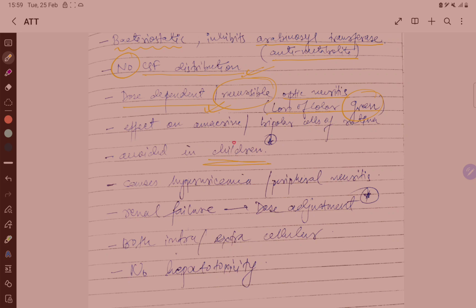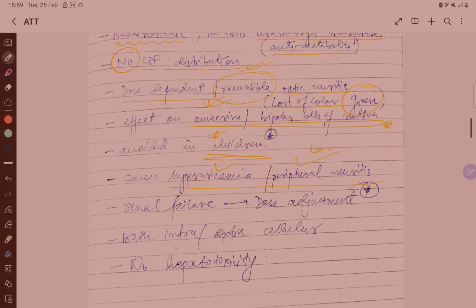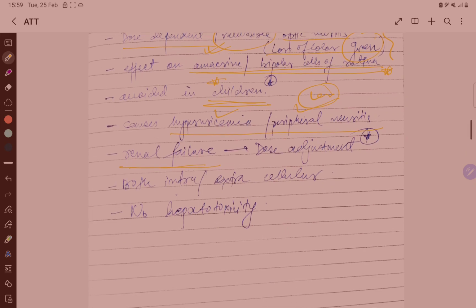Now it is avoided in children. It affects the amacrine or bipolar cells of the retina. Again, it causes peripheral neuritis and hyperuricemia like isoniazid and pyrazinamide, but they are very mild. The most important is optic neuritis. Dose adjustment is required in renal failure. There is no hepatotoxicity, very, very important for MCQs, and it acts on both intracellular and extracellular TB bacteria. So this is a very important part of ATT.